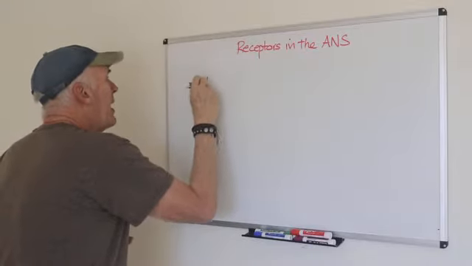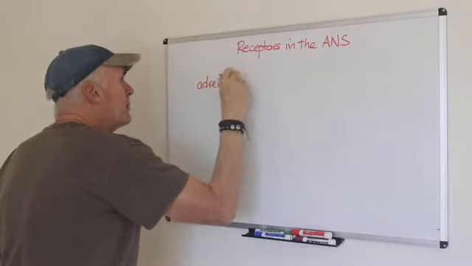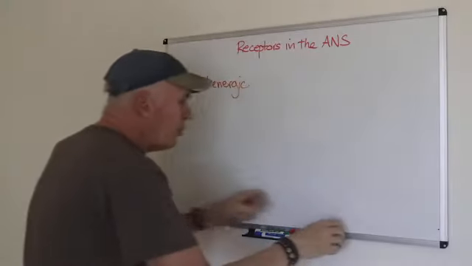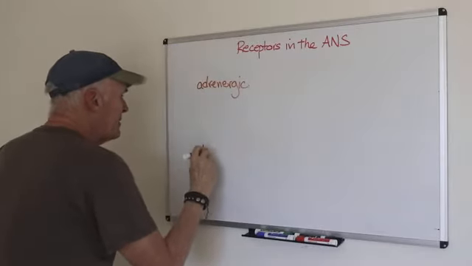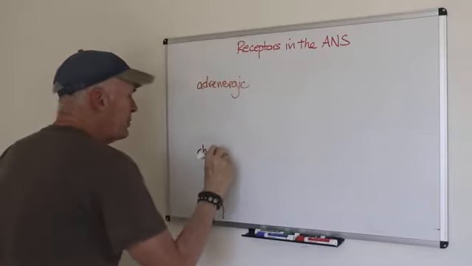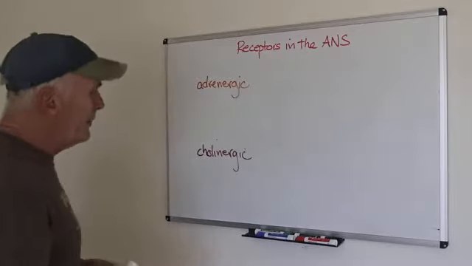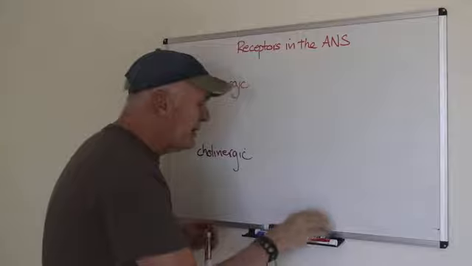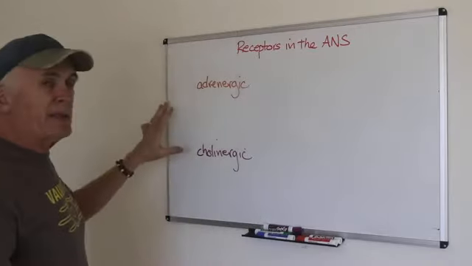We have adrenergic receptors and we have cholinergic receptors. Okay? This is the first distinction to make sure that you are solid on. Before you go any further, make sure you've got this down solid, because people end up making mistakes on this, and this is the most basic stuff.